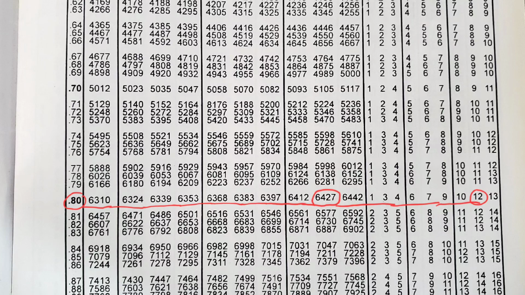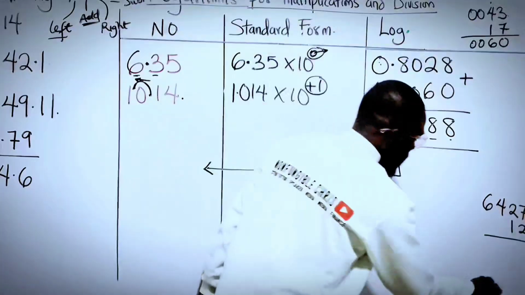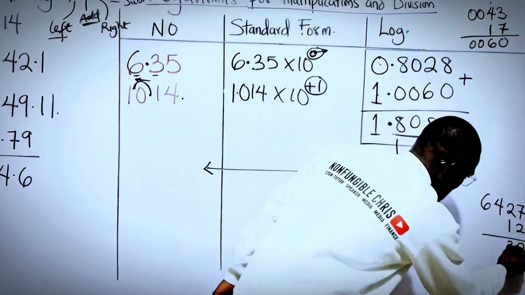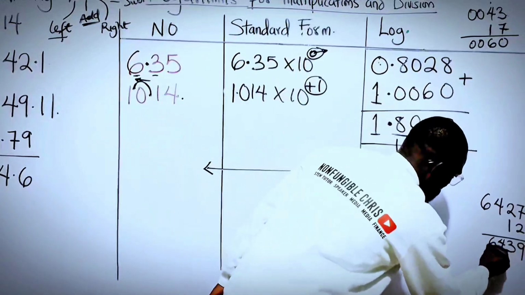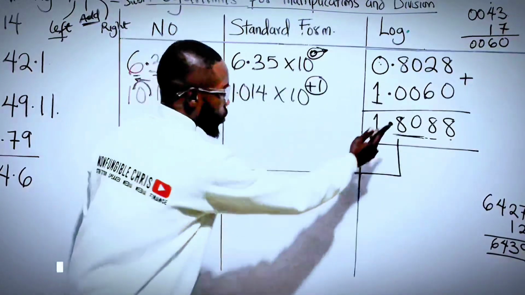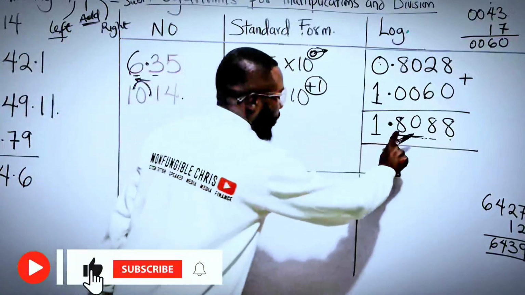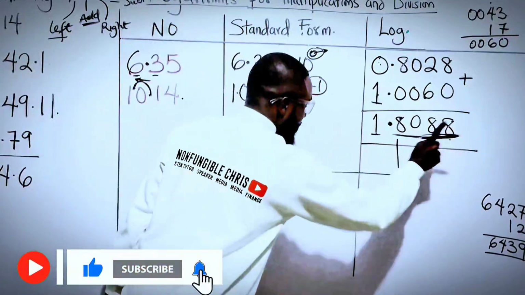We got 6427, right? Having done 80 under 8, difference of 8. What did it give to us? We got 12 from the difference of 8. So let's add both. We have 9 here, we have 3 here, we have 4, we have 6. So on that point, we're taking the antilog of 0.80 under 8 difference 8.